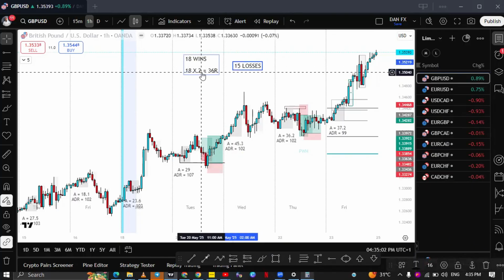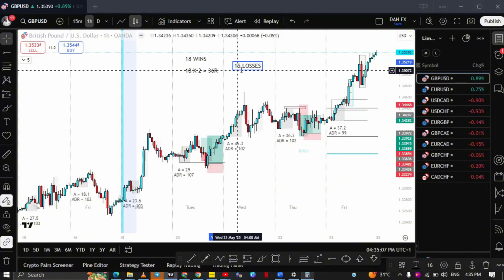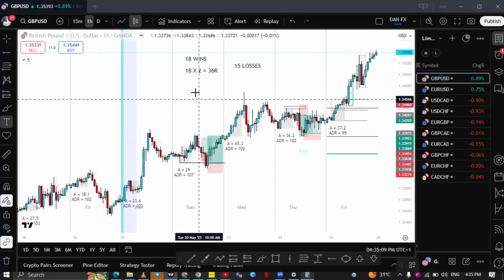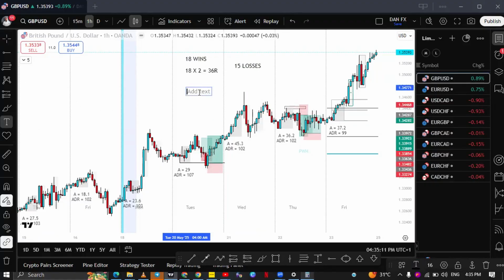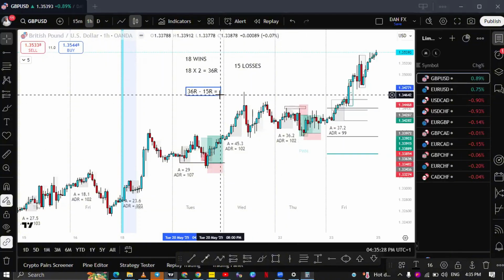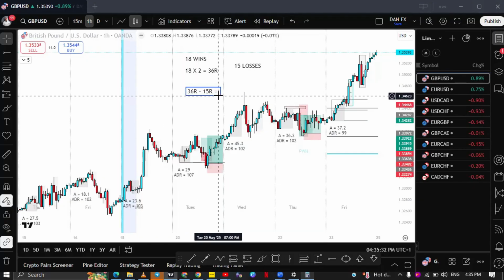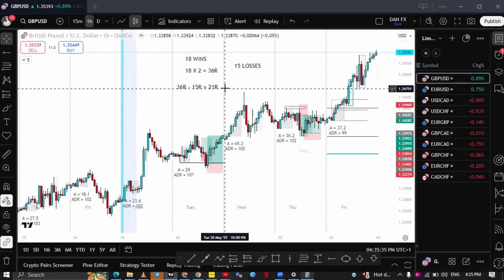So basically 18 wins, 15 losses. Now let's calculate the win rate for this week and how many R we have at the end of the day. Let's calculate it as 36R minus 15R. So let's do 36 minus 15. That's going to be 21. Right, so that's 21R for the week. Now let's calculate the win rate.